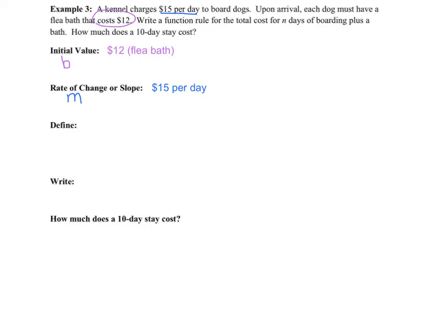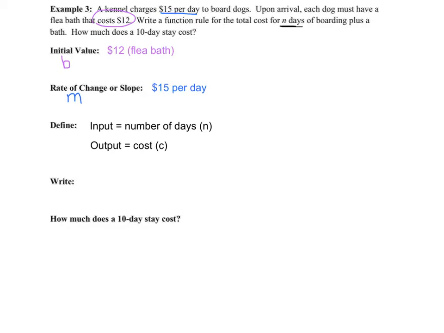Next, we want to identify our input and our output. So our input, what's going to affect our total cost? Well, the number of days. Therefore, your input is the number of days. And the number of days is identified as n days. So your input is the number of days. Your output is your total cost. That's your range. What is your total cost after the number of days and the flea bath? So your output is your cost. Now I labeled cost as C.